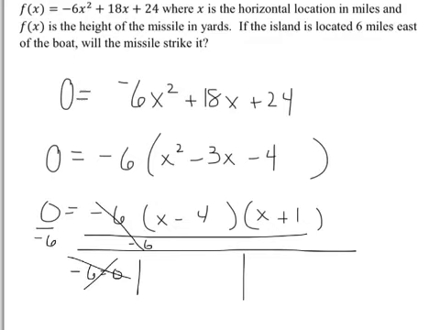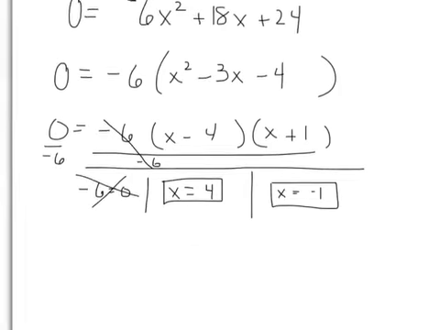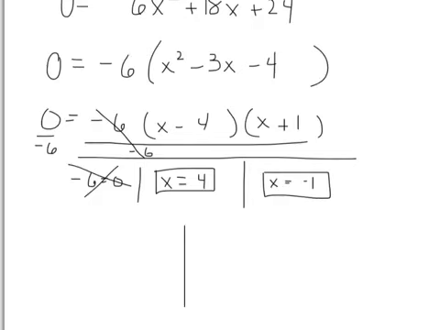Georgia, what do you get for the roots then? Or the zeros? X equals 4 and x equals negative 1. Okay, and again, those values come about from setting this factor equal to 0 and solving. Setting this factor equal to 0 and solving. So let's quickly draw an xy axis. And at 4, let's put a dot. And at negative 1, I'll put a dot. Those are my roots.